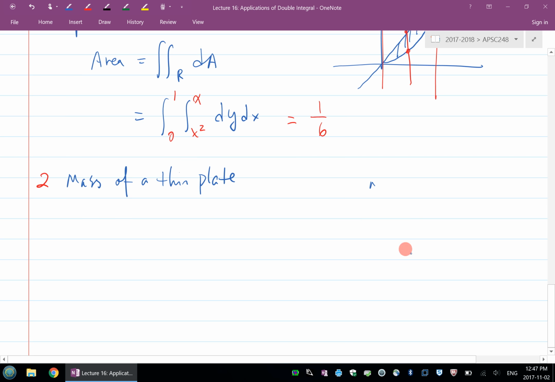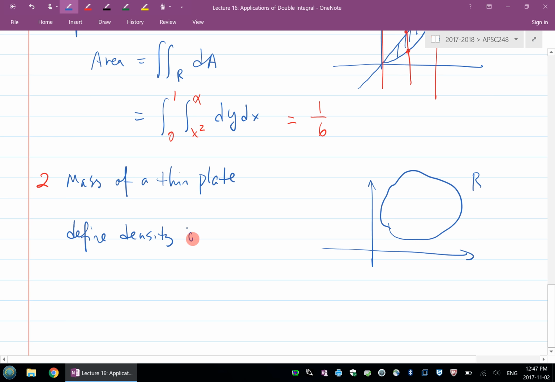Well, I should draw it. Just draw it. Okay. If this is region R, a thin plate, region R representing this thin plate, then we're going to define a density here, delta. So the density could be a continuous density across the region R, or it could be just a constant density, maybe 1 or 2, across the region R here.